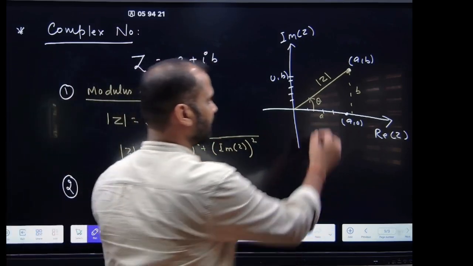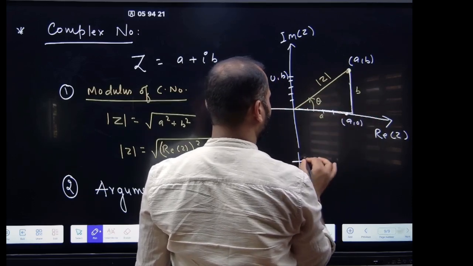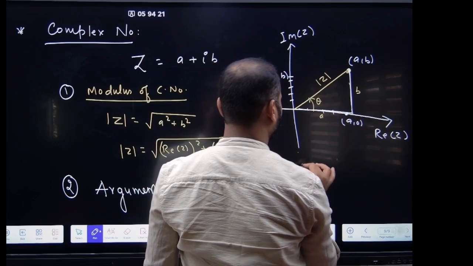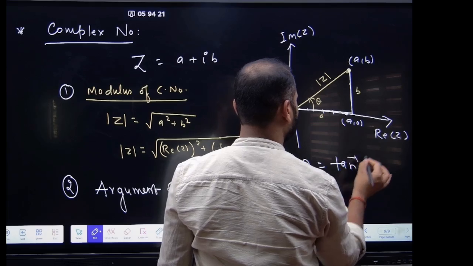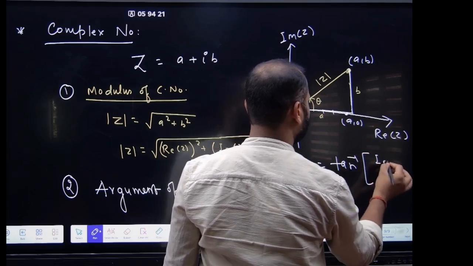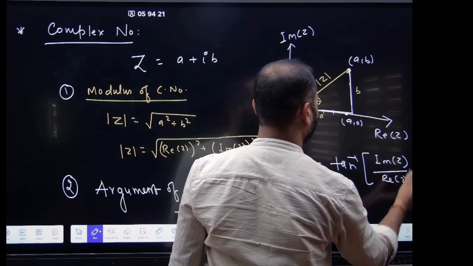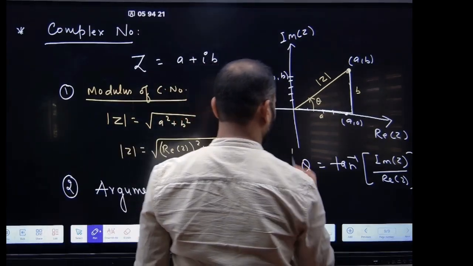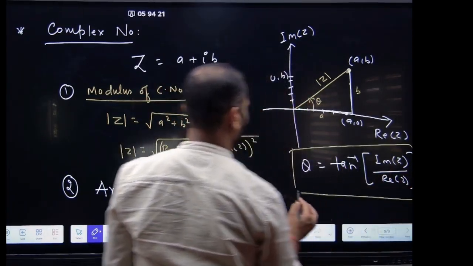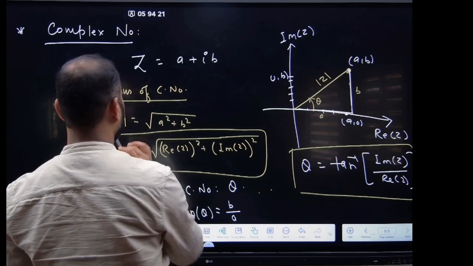Why? Because tan theta for this triangle is nothing but perpendicular over base. So, always you write tan theta, or argument theta is nothing but tan inverse of the imaginary part of the complex number divided by the real part of the complex number. This is the way we will be calculating. So, this you remember, it is called argument, and this you remember, this is called the modulus of the complex number.